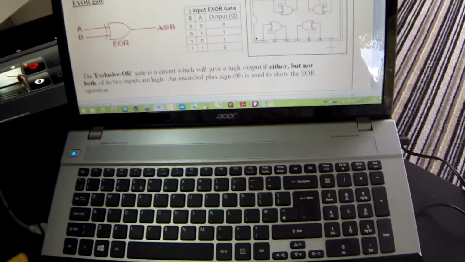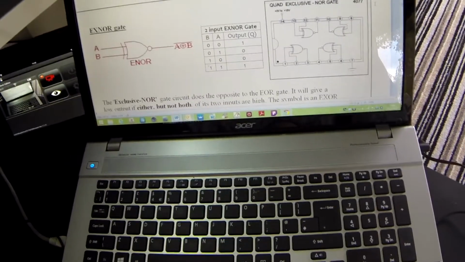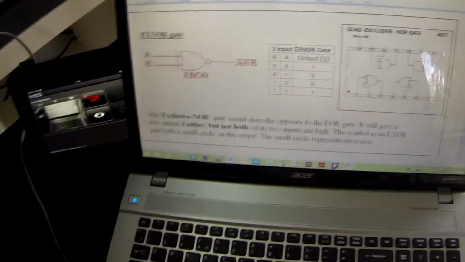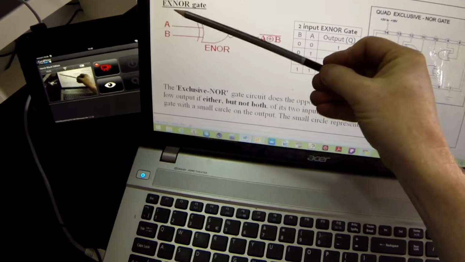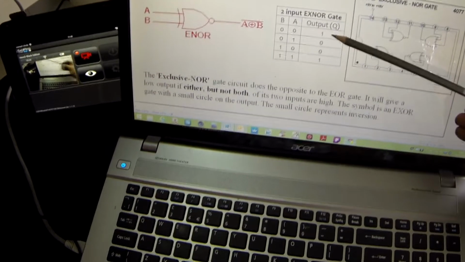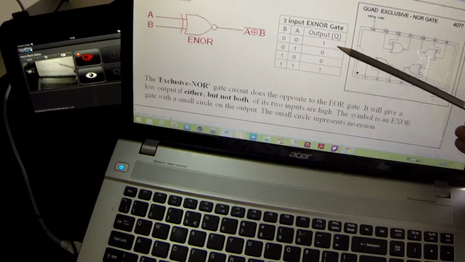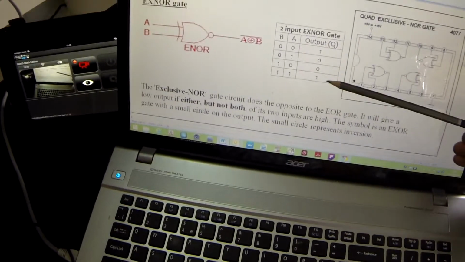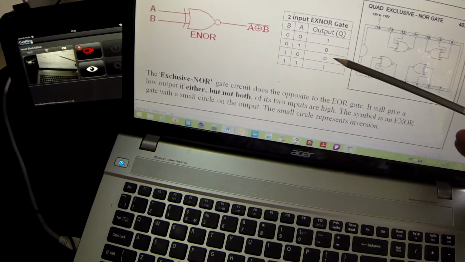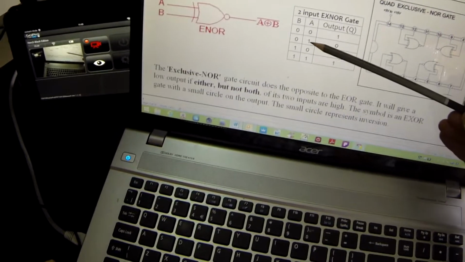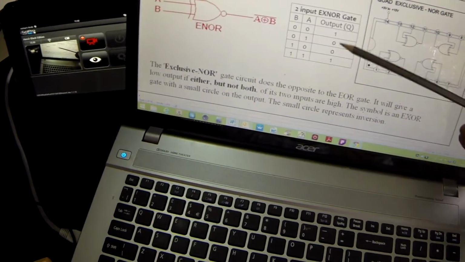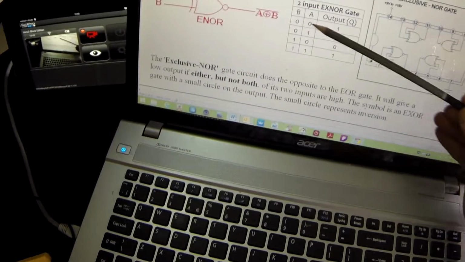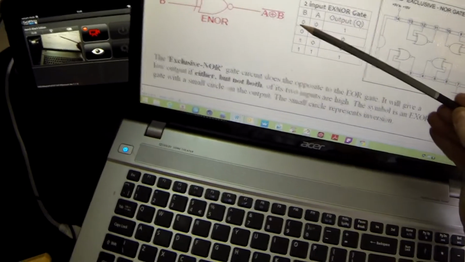And then finally, in our introduction to logic gates, we're going to be looking at the exclusive NOR gate. So again, this is the exclusive OR gate, but NOTed. In other words, it should be the opposite of the exclusive OR gate. So we had 0, 1, 1, 0 with the exclusive OR. Now we have 1, 0, 0, 1 with the exclusive NOR. So when A or B were exclusive, they were high, and now they're high when they're not exclusive.